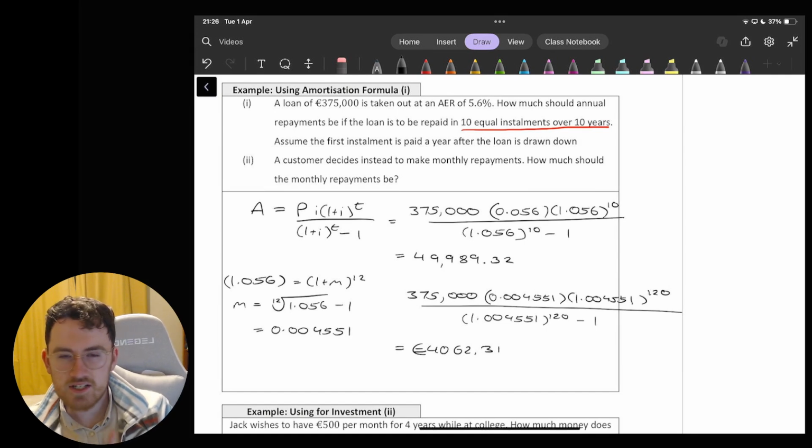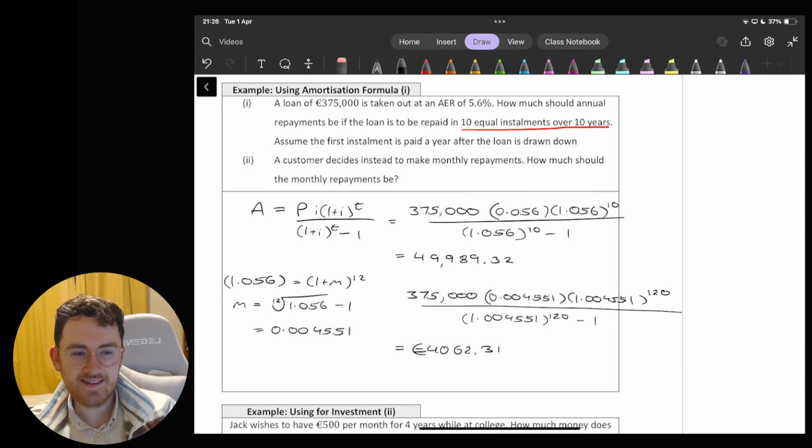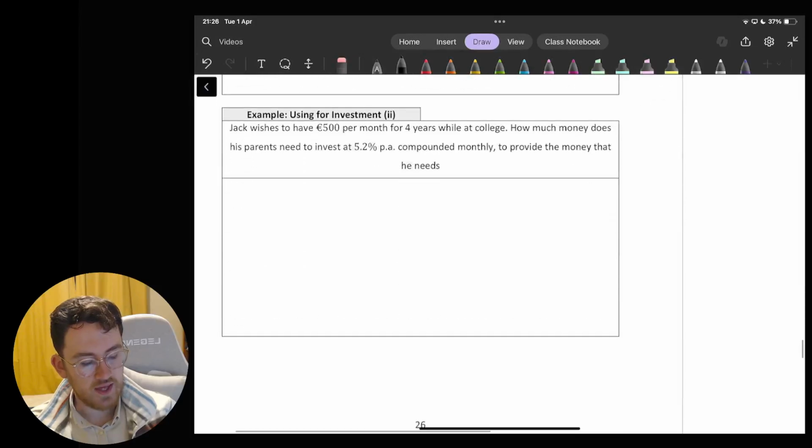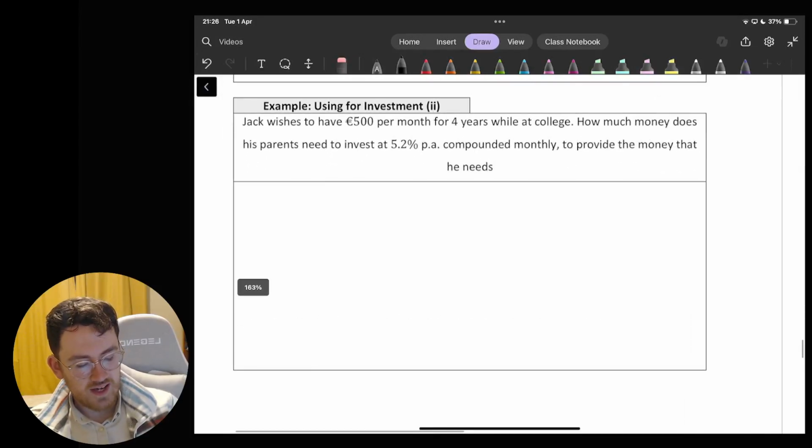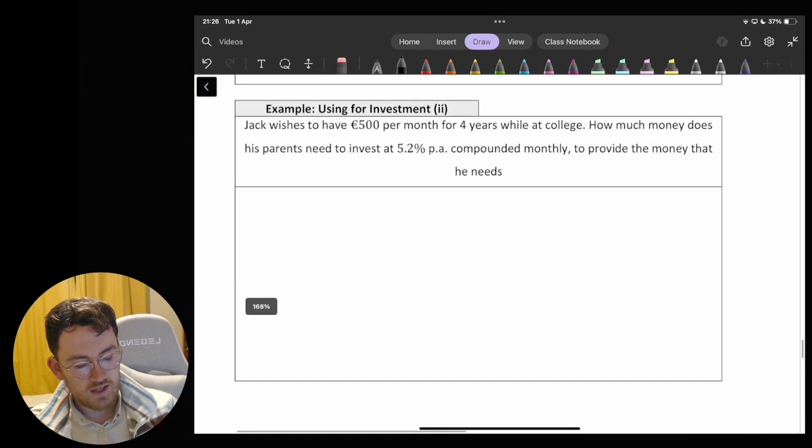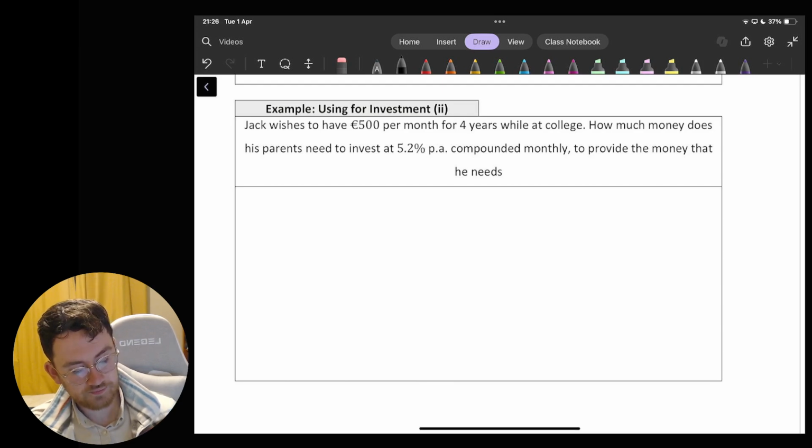But you can see how it didn't really change our approach to the function. If anything, the only thing we really had to adjust was the interest rate in terms of using the formula. You're just filling in as normal here. Jack then wishes to have €500 per month for 4 years while at college. How much money do his parents need to invest at 5.2% per annum compounded monthly to provide the money that he needs?